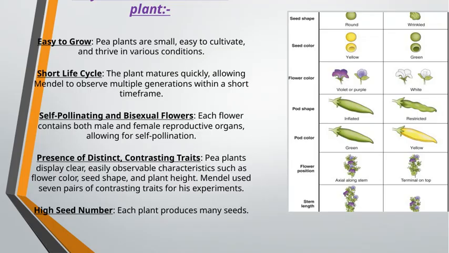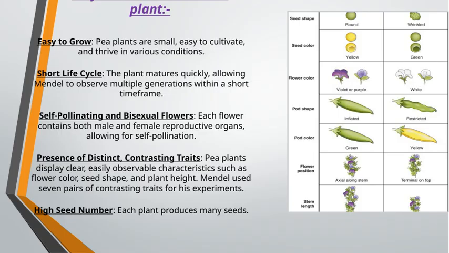Why Mendel selected pea plants for his experiments really boils down to a few key reasons. First, they are incredibly easy to grow. Pea plants are small, so they don't require a lot of space, and they can thrive in a variety of conditions, making them quite accessible for experimentation. Second, their short life cycle means Mendel didn't have to wait too long to observe their next generation. This quick turnaround was essential for studying inheritance patterns over multiple generations. Another important point is that pea plants are self-pollinating and have bisexual flowers. This means each flower contains both male and female reproductive organs, which allows the plant to pollinate itself.